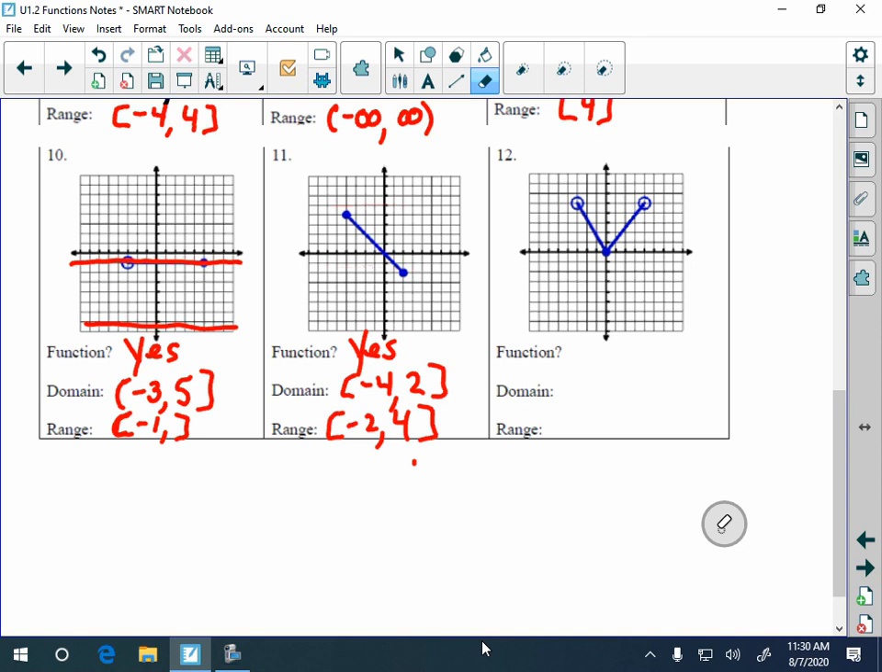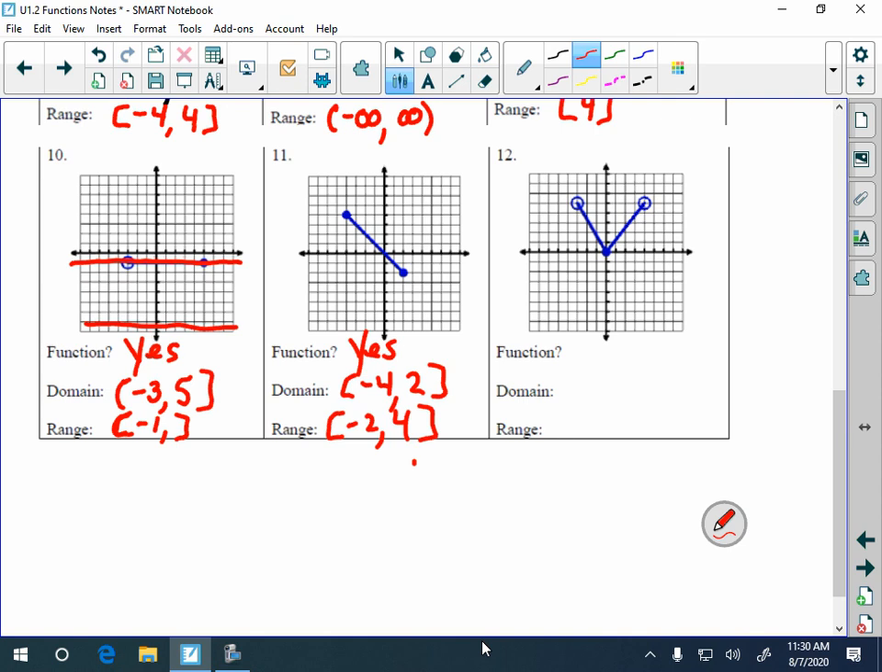Right, so again, domain, always work left to right. What vertical lines are going to intersect the graph, and you look at the x values. Okay, the x values on the x-axis, and then range bottom to top. What horizontal lines are going to intersect the graph, and you're looking at the y values.